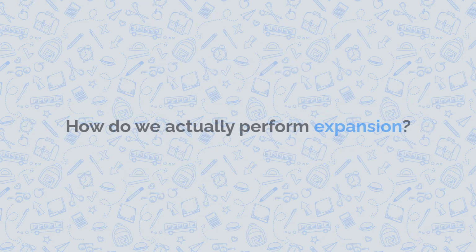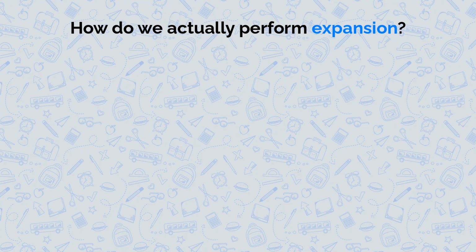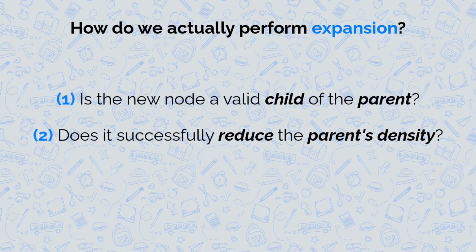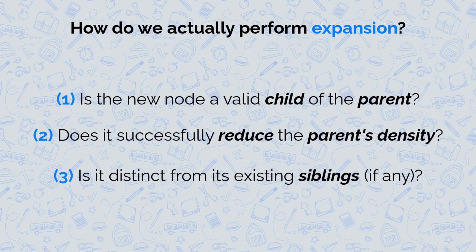In order to expand a node with new children, we ask three questions. Does the proposed child belong under the parent? Does it cover the crowded or uncovered papers? And does it clearly differ from its existing siblings, if any? We incorporate these principles into our expansion step.